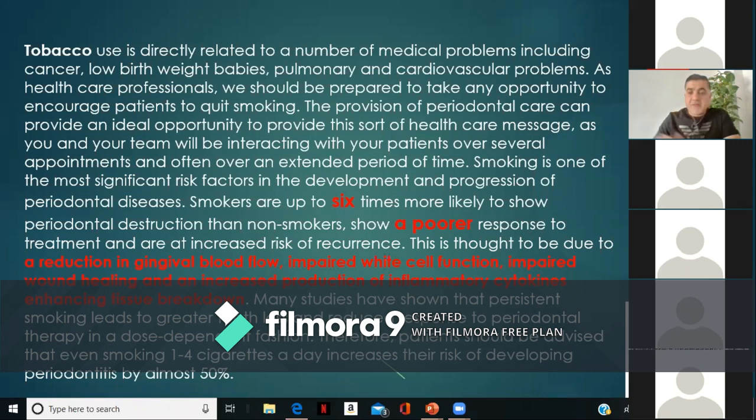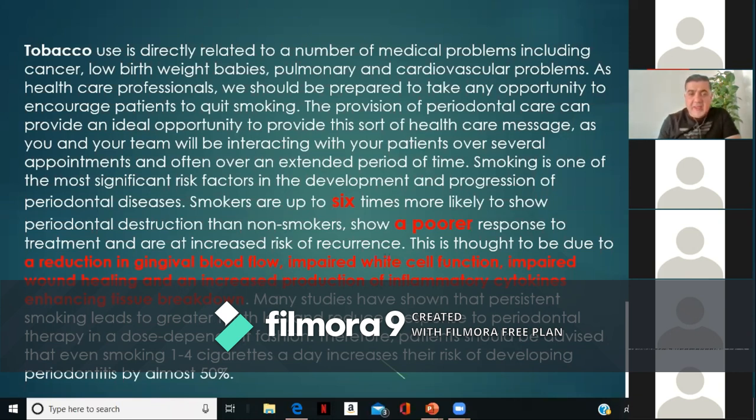The risk is about sixfold more than in normal people. The main reason is that the blood flow to the gum, the gingival crevice, and the tissue will be decreased. So the ability of the gingival tissue to fight the bacterial infection and inflammation will be much less, and even the healing process will be affected as well, because the tissue doesn't have enough nourishment to build up again.